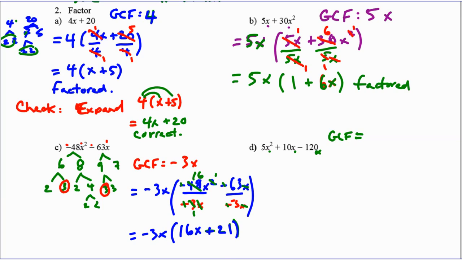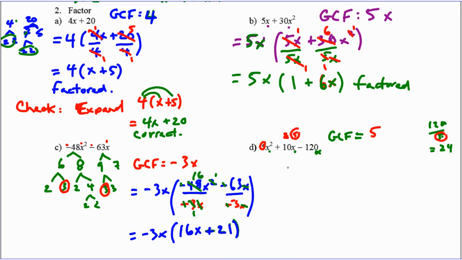Now we know 5 goes into 5. 5 works for 5 and 10. Would 5 work out for 120? Well, let's see. 120 divided by 5 goes in evenly, 24 times. So the 5 works. We have 2 times 5. We know that works. So anyways, 5 is the common factor.